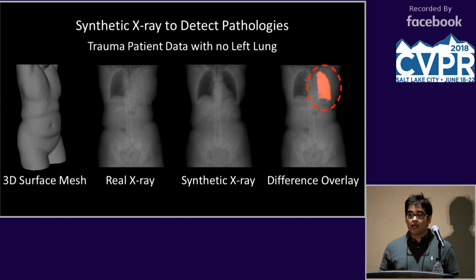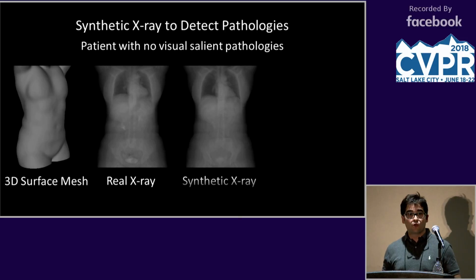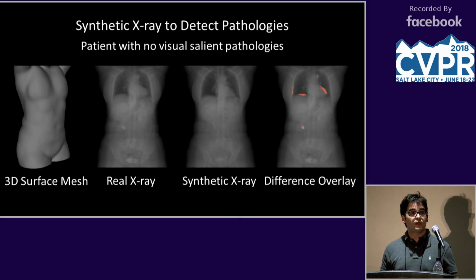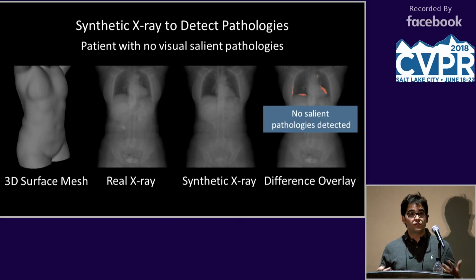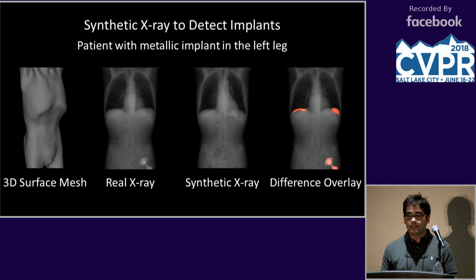In case the patient has no visually salient pathologies, when we generate the synthetic X-ray and compute the difference overlay, it will not show anything, saying that no visually salient pathologies were detected. Another really common anomaly on X-ray scans are metallic implants, which may also be easily detected using our framework.